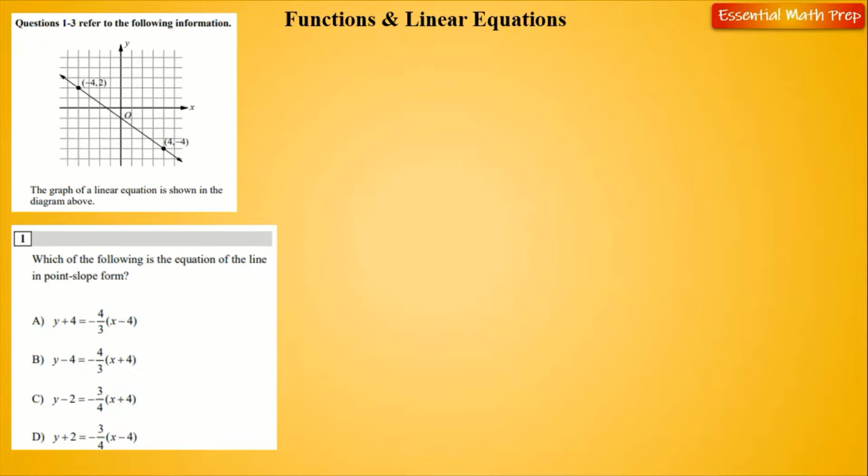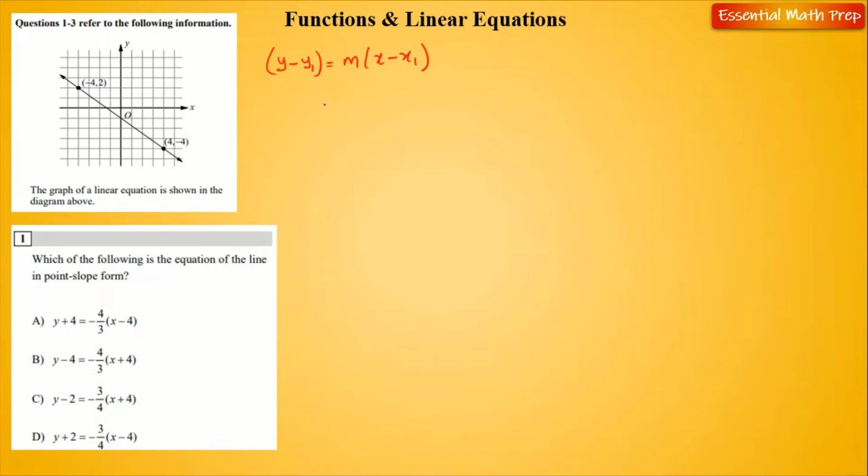The first problem asks you, which of the following is the equation of the line in point slope form? There's actually a pretty easy formula for writing the point slope form, and that is y minus y1 equals m times x minus x1. Generically this is how it's written, right? So if you can figure out the slope and pick one of the ordered pairs, then you're pretty much done with the problem, right?